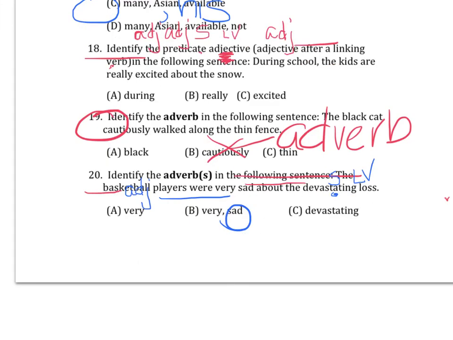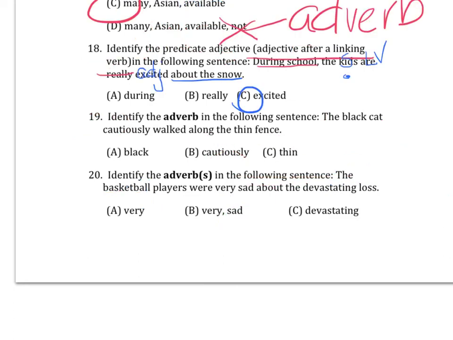Now we're looking for an adverb in the next one. The subject is the cat. The action verb is walked. Along the thin fence is the prepositional phrase. Yes, black is an adjective describing the cat, but we're not looking for adjectives. And yes, thin is an adjective describing the fence, but again, we're not looking for adjectives. We're looking for how did he walk? Oh, he walked cautiously. Cautiously walked. Adverbs describe action verbs or verbs in general. Therefore, your adverb is cautiously.